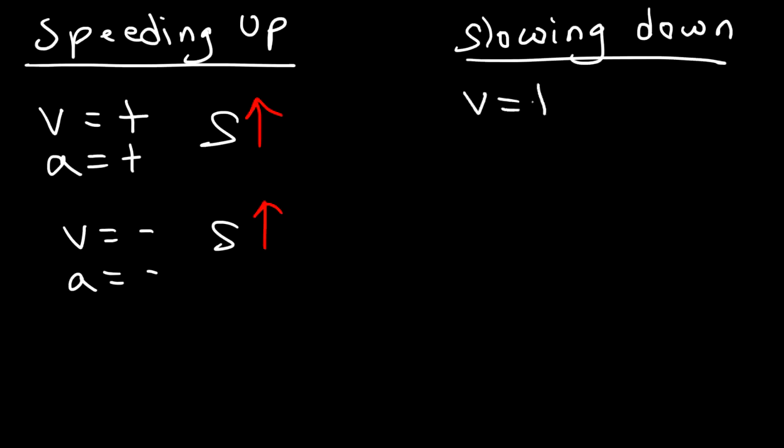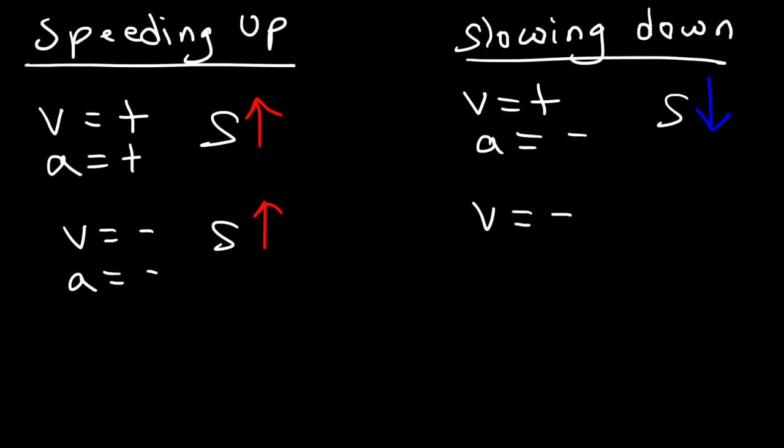Now, it's slowing down when the signs are different. So if the velocity is positive and the acceleration is negative, it's slowing down. So what's happening is, because the velocity is positive, the object is moving to the right. But because the acceleration is negative, the object is slowing down, it's decelerating. Imagine moving to the right but hitting the brakes.